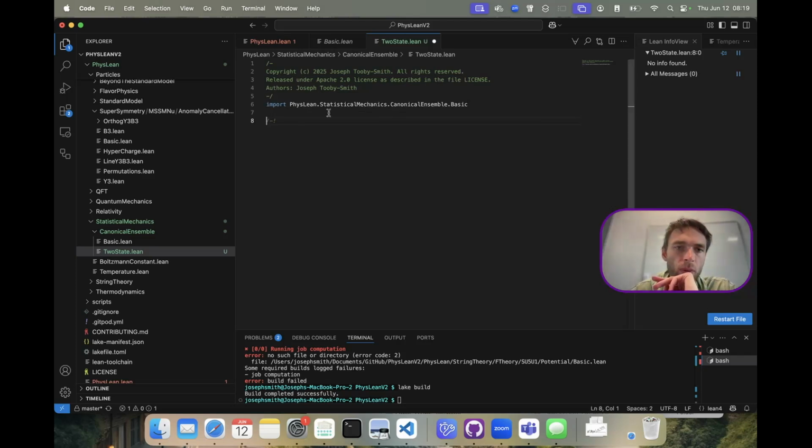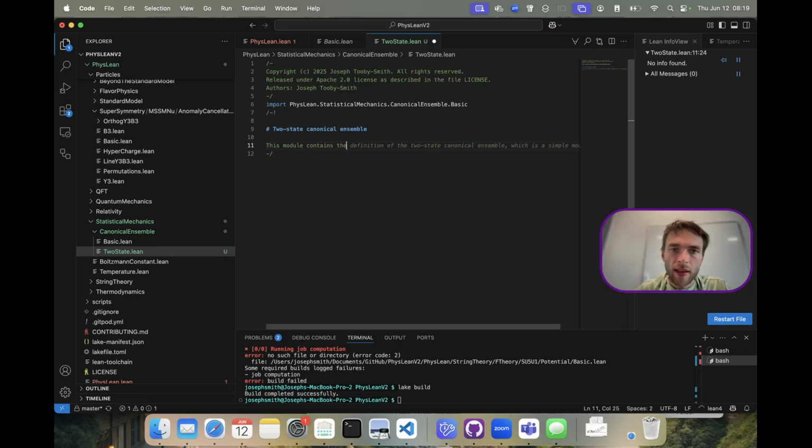So the first thing we want to do is write a module documentation string. This basically tells people what the module is about. So the module is going to be about the two-state canonical ensemble. So this module contains the definitions and properties related to the two-state canonical ensemble. And I think I spelled ensemble wrong there. We can fill this in later with more detail, but that's probably a good start. It tells people what's in the file.